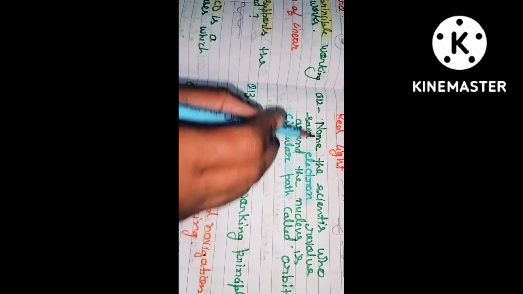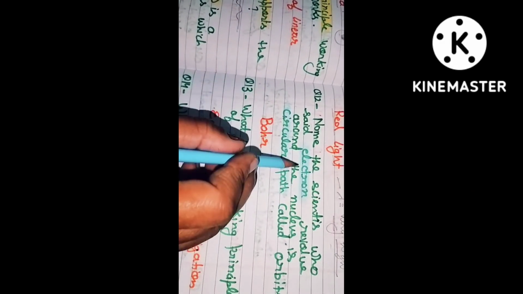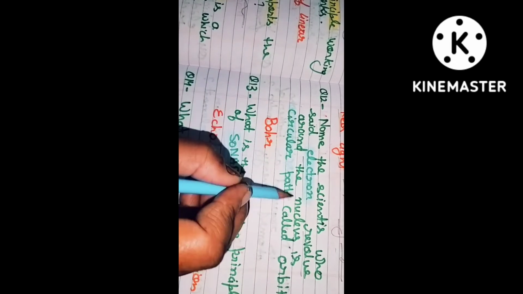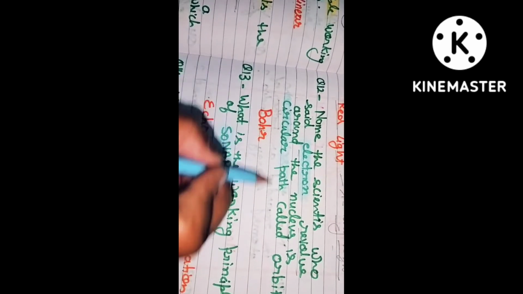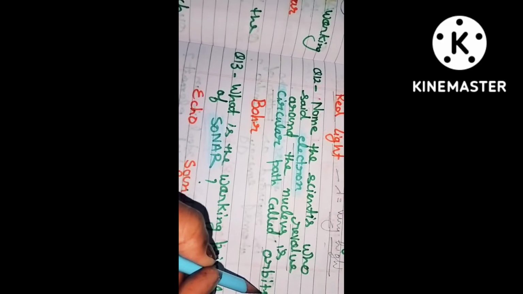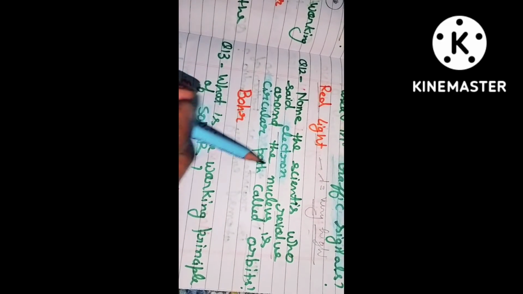Next, name the scientist who said electrons revolve around the nucleus in circular paths called orbits. Which scientist? Bohr.